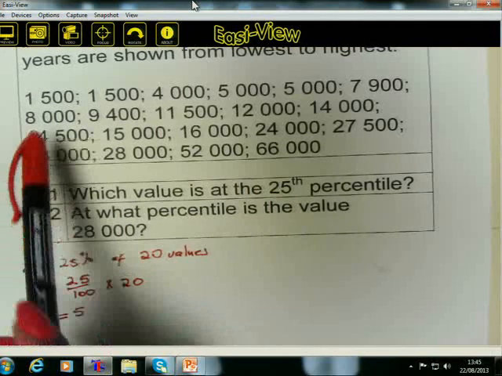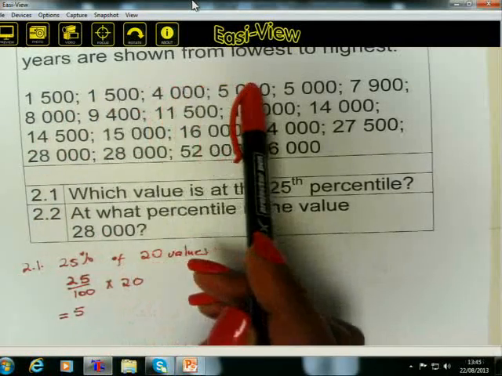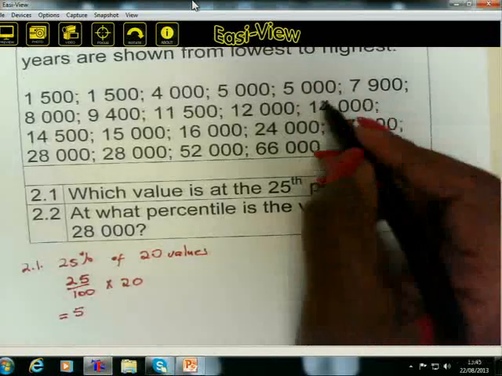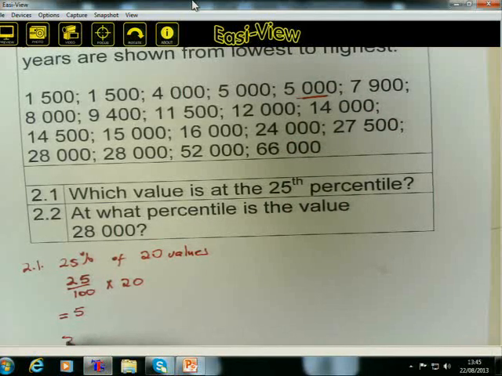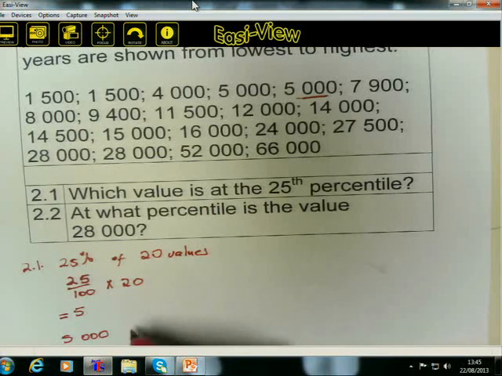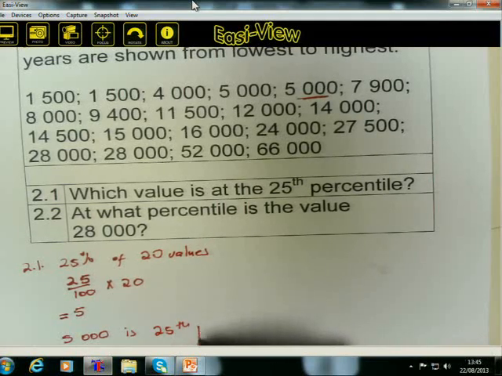What value is that? Let's go and check. 1, 2, 3, 4, 5. That is our fifth value. It means 5,000. That is the value. 5,000 is at the 25th percentile.